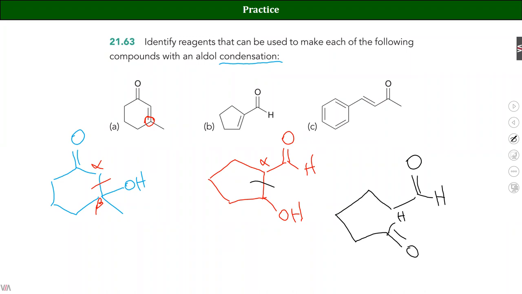So far, two symmetric ones. So for these ones, again, the order would not have mattered in either case. You just need to keep rotating the alpha carbon, but all the alpha carbons in this case are symmetric, they're the same. So you get the same product either way, regardless of which one was the nucleophile.